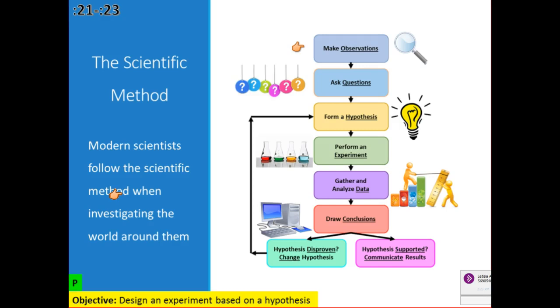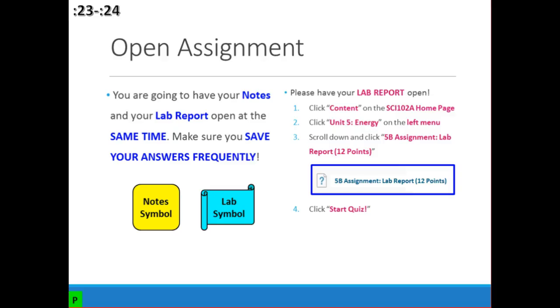And so you're going to be designing, and first you're going to make an observation. You'll ask questions. Then you're going to form a hypothesis. You'll perform an experiment. You'll gather and analyze the data. And it will be, was the hypothesis disproven by the data? If so, you need to change the hypothesis. Or is the hypothesis supported? And we would communicate the results. Okay, so this is what the methods are that scientists use.